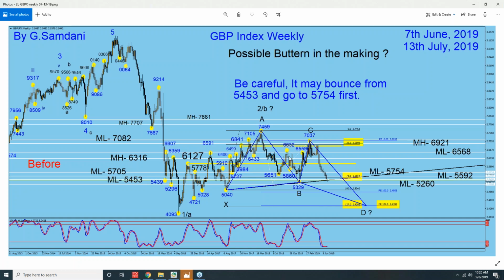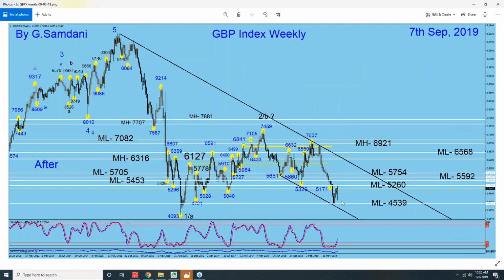Plus there was a little calculation of harmonic patterns. So I said, well, this is first target, and then break that, and then we will go to this low here, and probably we're gonna break this low and go to the downside as well. So let's see what happened after that. We are here as of today, 7th September 2019. I mean, yesterday I made this chart on Saturday, right? So this is what happens.